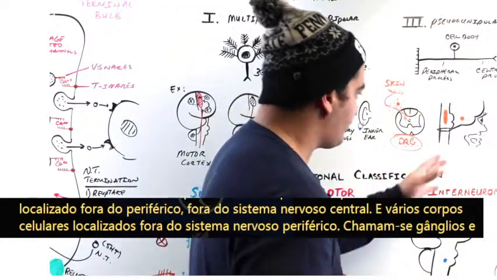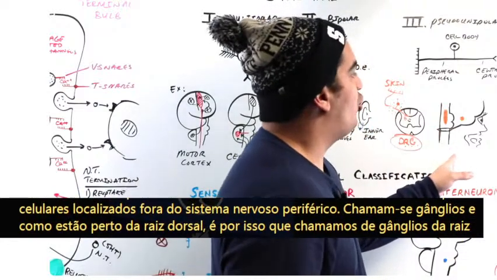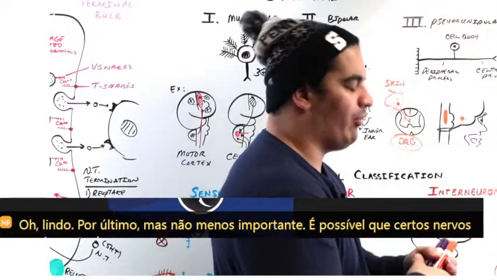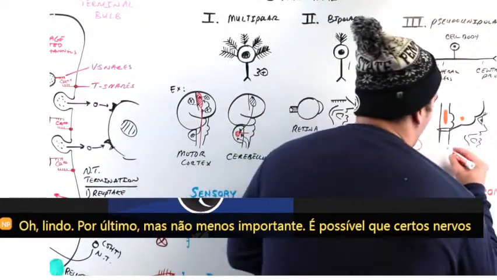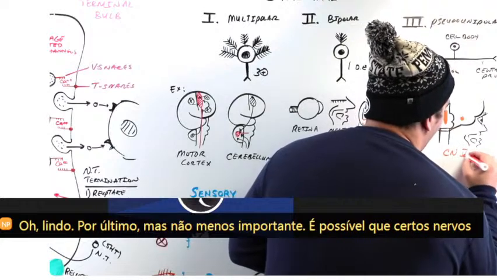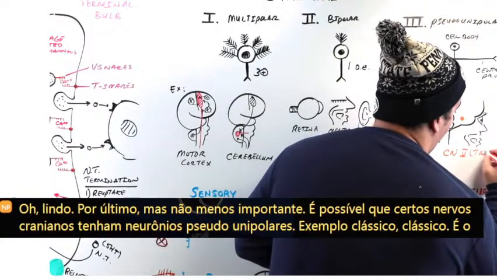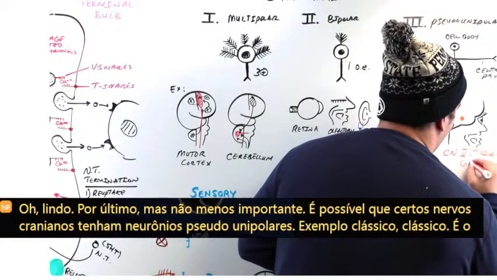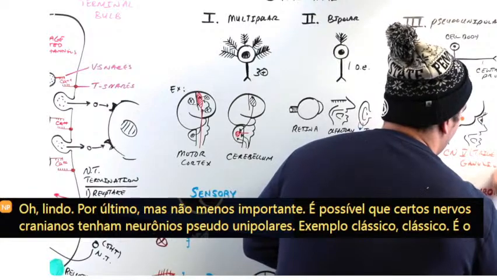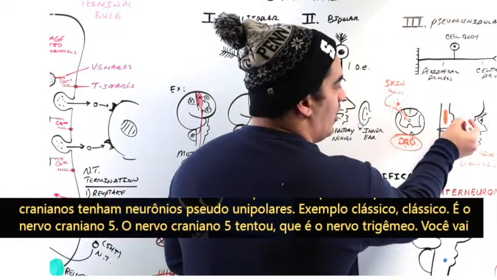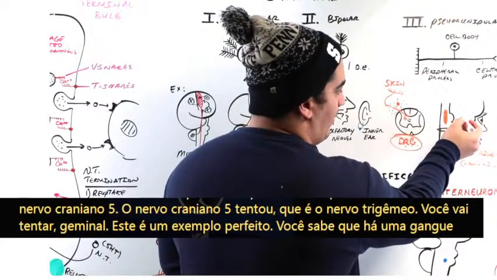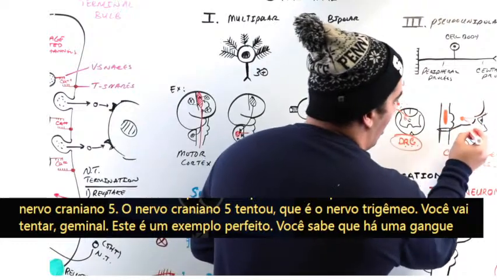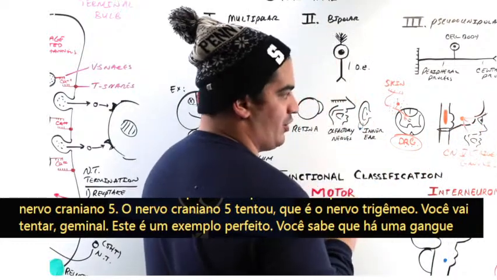All right, beautiful. Last but not least, certain cranial nerves have pseudounipolar neurons. Classical example is cranial nerve 5, which is your trigeminal nerve, your trigeminal ganglion. This is a perfect example. You know, there's a ganglia that sits inside the skull base here. And it has 3 divisions. One is called an ophthalmic division, a maxillary division, and a mandibular division, right?